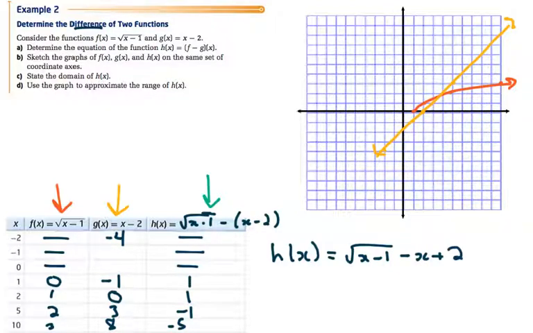H, again, we have a few points that are useless to us, but we have a point at 1, 1. We have a point at 2, 1, a point at 5, negative 1, and at 10, negative 5. So H, like F, has that hard stopping point on the left. It'll look something like that.